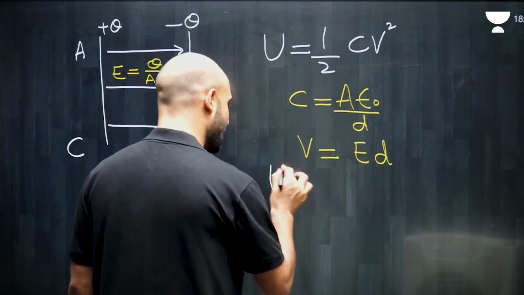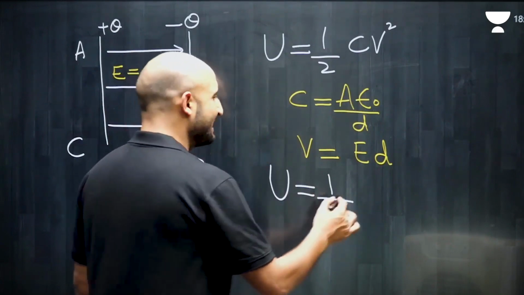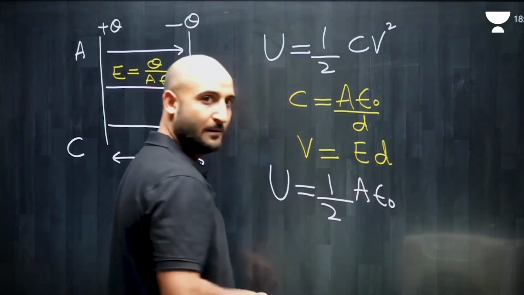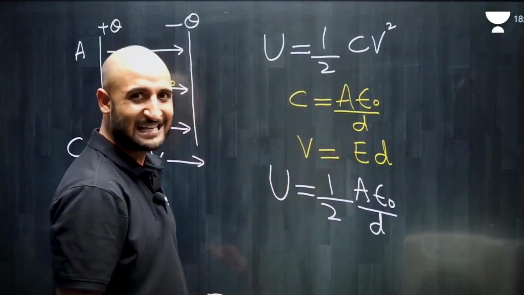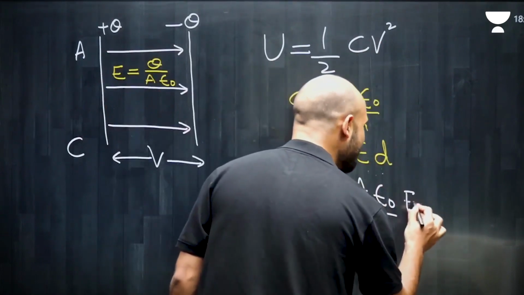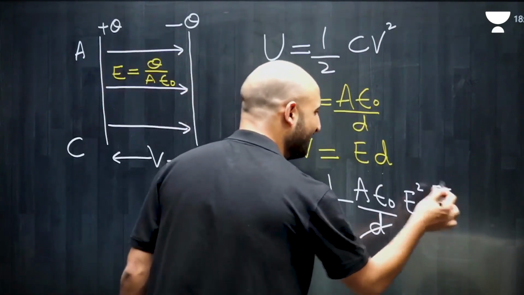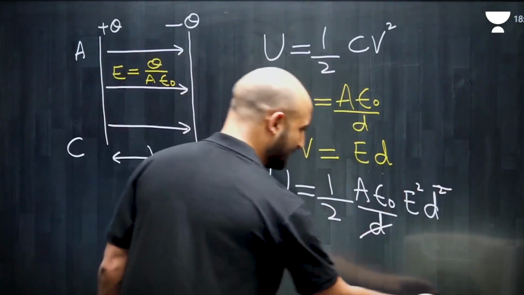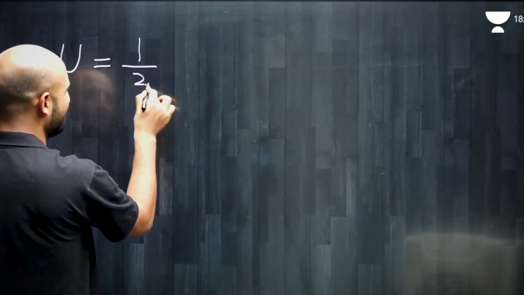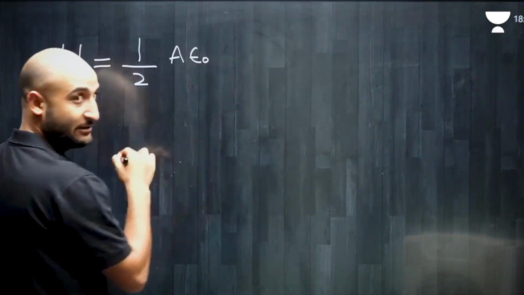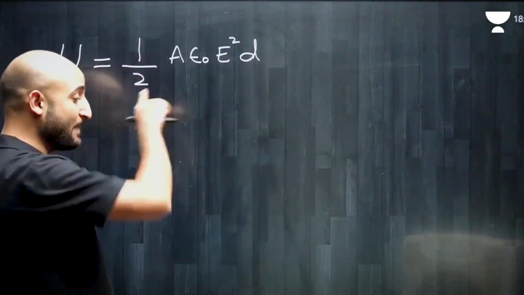So U, the total energy stored, is equal to 1 by 2 C, that's A epsilon naught by D, into V squared. What's V? That's E D, and there's a square, so it becomes E square into D square. One D will cancel out. So U, the total energy stored, is equal to 1 by 2 A epsilon naught into E square into D. And I'm sure that you understand the meaning of every parameter here.